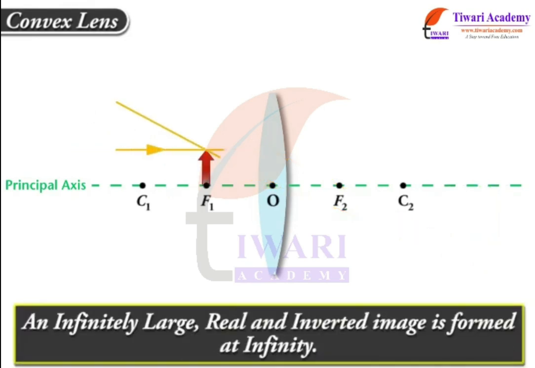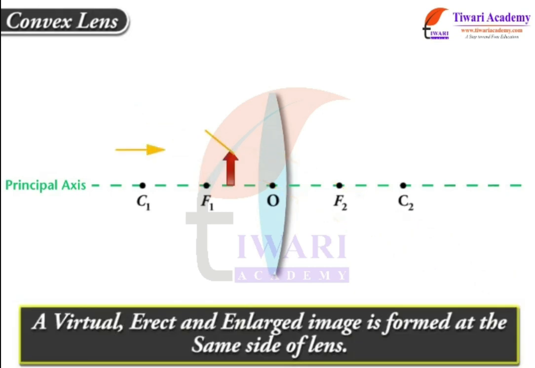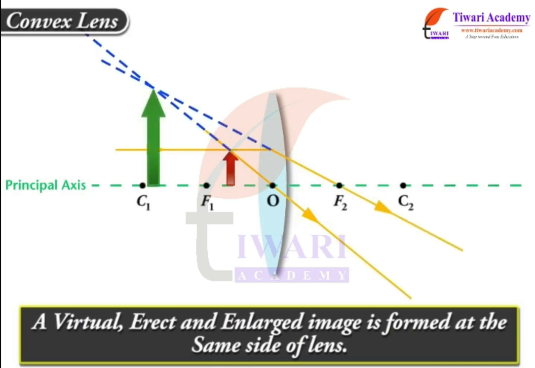An infinitely large, real and inverted image is formed at infinity when the object is placed at principal focus f1 of a convex lens. A virtual, erect and enlarged image is formed at the same side of the lens when an object is placed between principal focus f1 and optical center O of a convex lens.